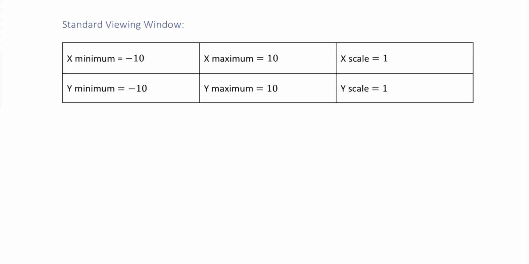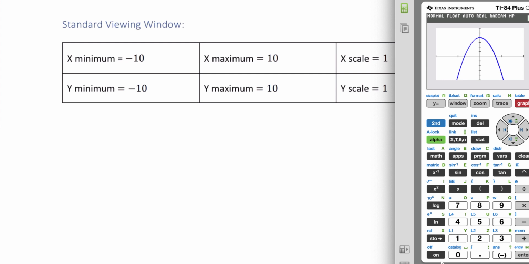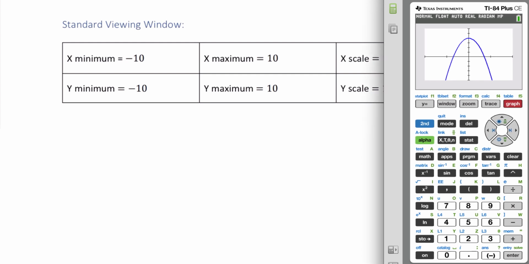As I mentioned earlier, the standard viewing window is negative 10 to 10 on both the x and the y axis, with the tick marks each representing a scale of 1. If we go back to our previous graph and we want to see that back in the standard window, we can hit zoom 6, and that will standardize our window again from negative 10 to positive 10 on the x and the y axis, and each tick mark represents 1 unit.